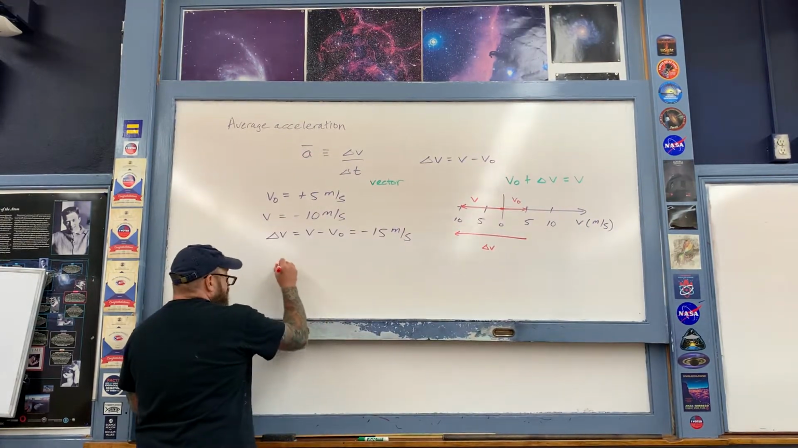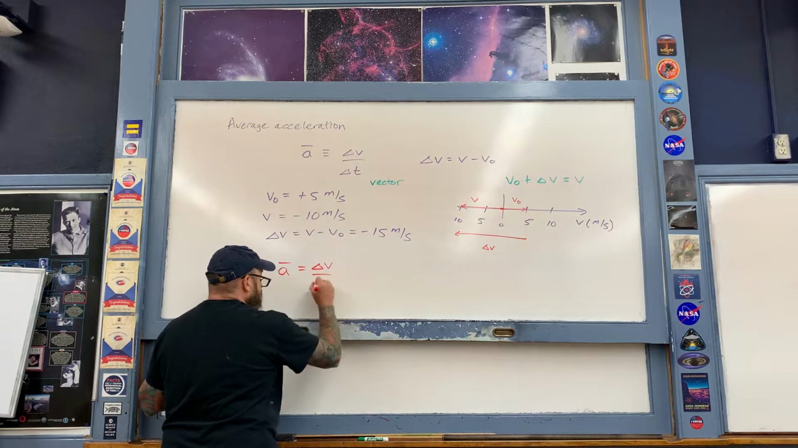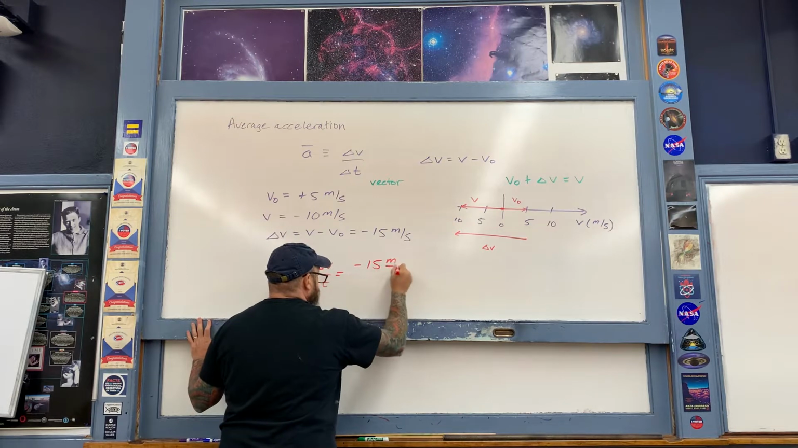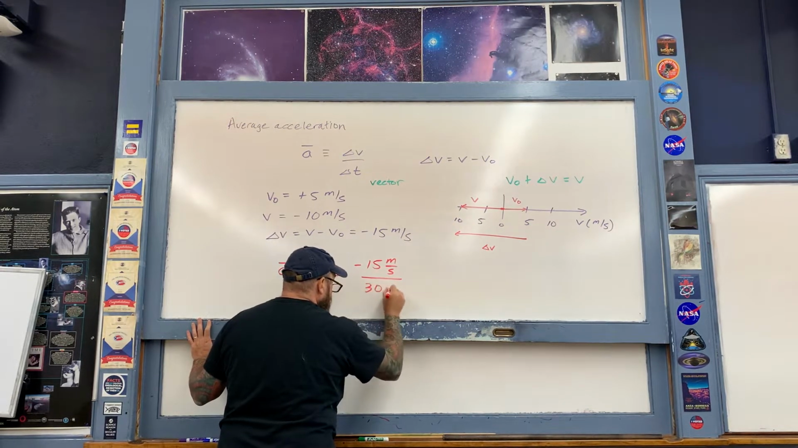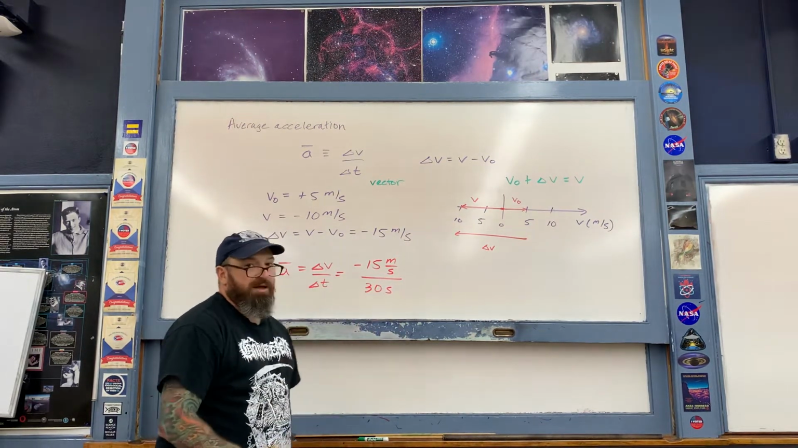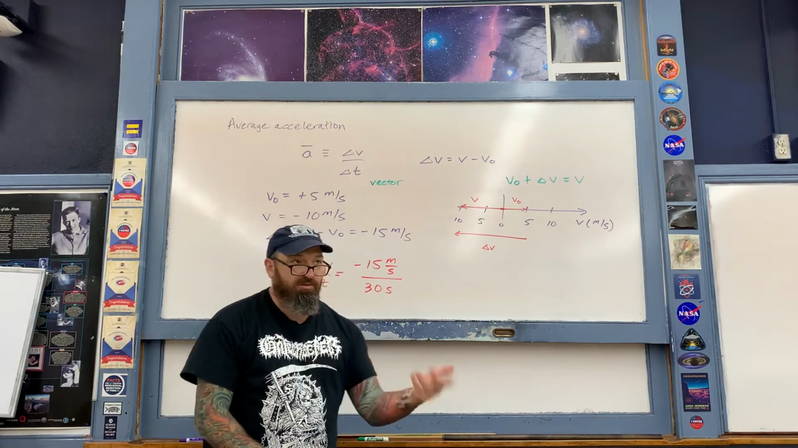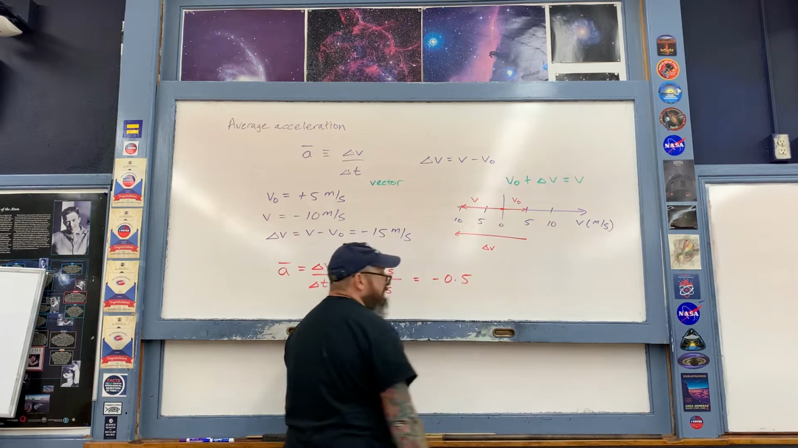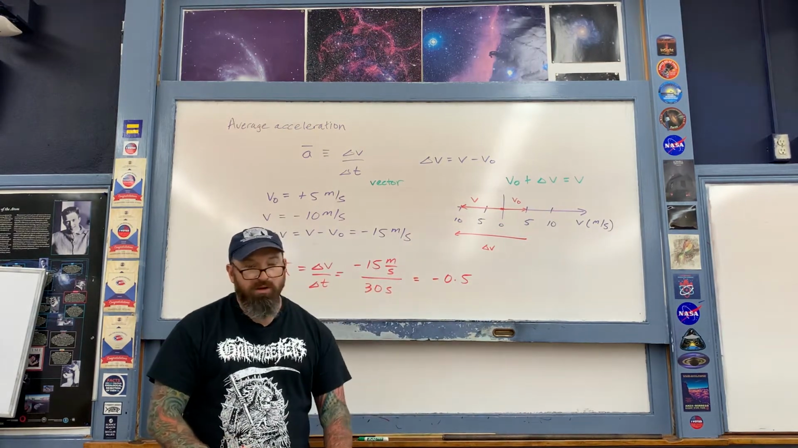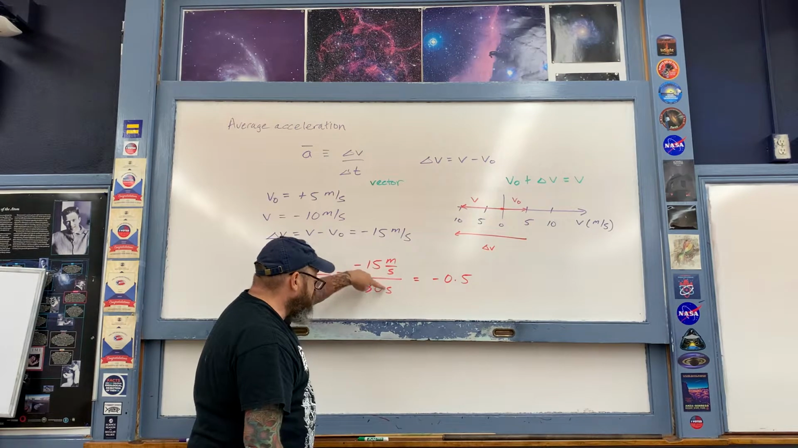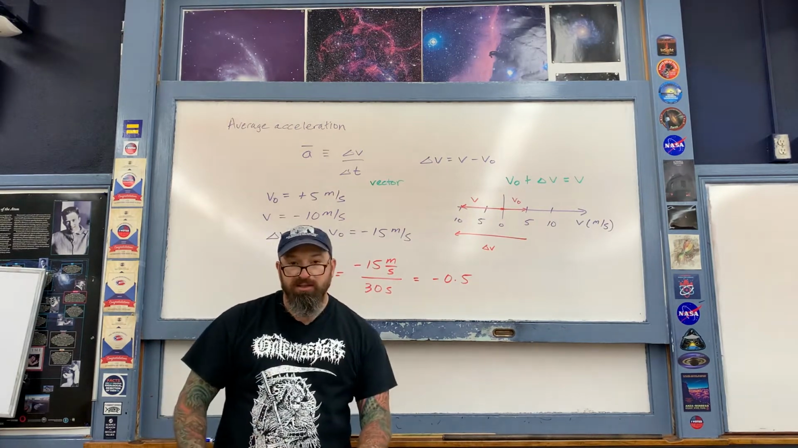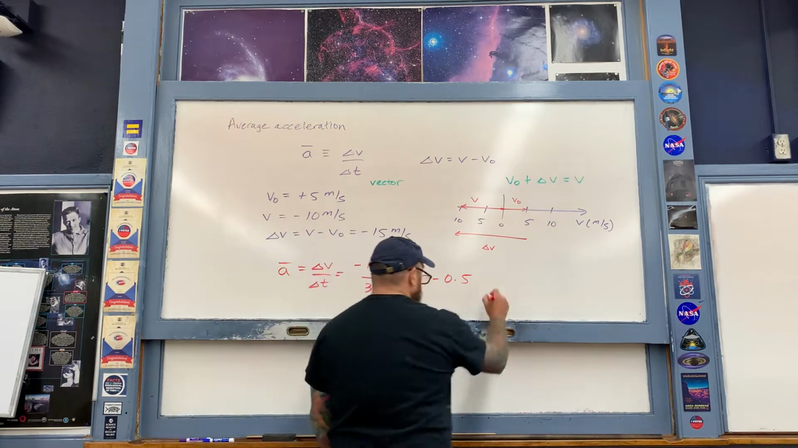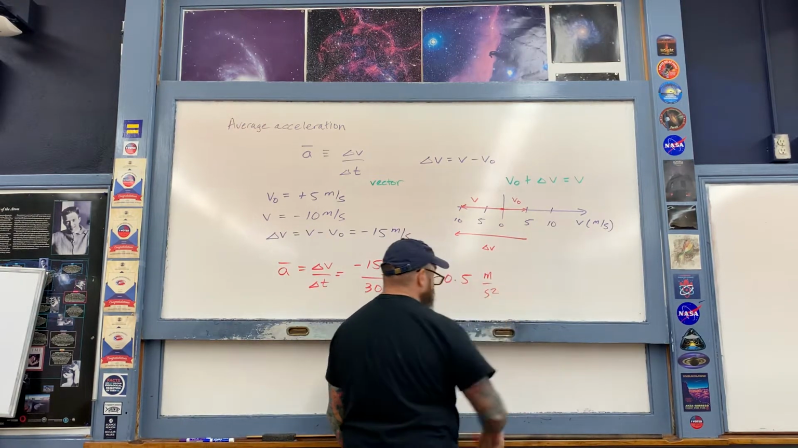So the average acceleration, A bar, is change in velocity divided by change in time. So it's negative 15 meters per second, and then divided by the change in time here of 30 seconds. Okay, 15 divided by 30 is just equal to a half. So this is ending up to be equal to negative 0.5. And then here's how the units work. We have meters per second being divided by seconds. Do the seconds cancel out? No, they multiply together to give us then meters per second squared.